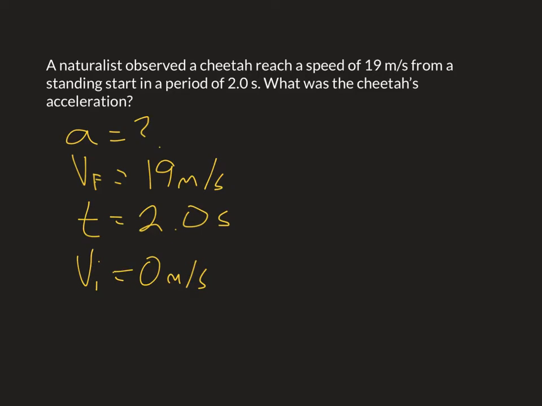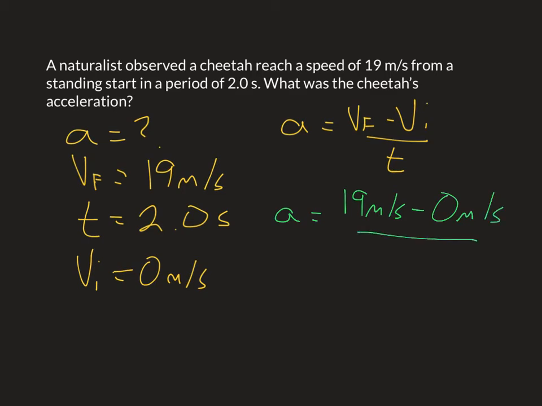We know our formula is A equals VF minus VI over T. We're already looking for acceleration. The problem is set up to find acceleration, so we don't need to rearrange the question here. We just need to plug our numbers in. So our acceleration is going to equal 19 meters per second minus 0 meters per second divided by our time of 2.0 seconds. When you put that in your calculator, you're going to go 19 minus 0. Do that first and then divide by 2. And when you do that, you're going to get 9.5 meters per second squared.